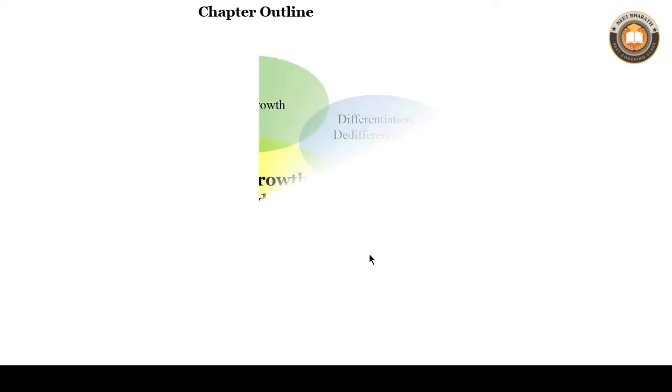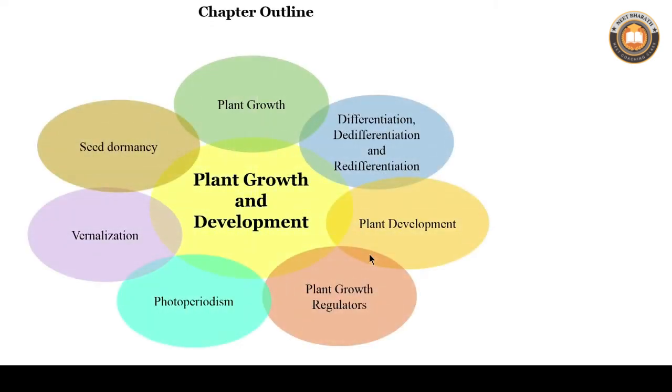So, in this chapter, we are going to study in general plant growth, and the process of differentiation, dedifferentiation and redifferentiation in plants. Then in plant development, we will study the role of plant growth regulators, photoperiodism, vernalization, and then how to overcome seed dormancy.